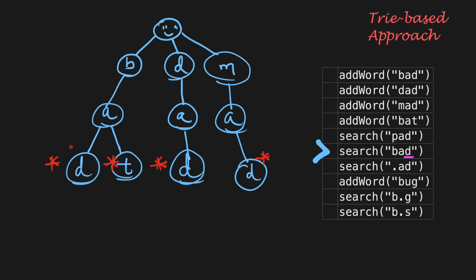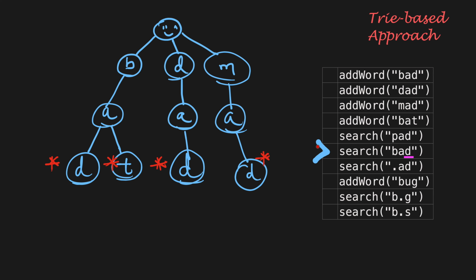And this was the last character in the search word. So here comes the crucial check: is the isEndOfWord flag set on the D node? And the answer is yes. That means we found a complete word in this path. So we must return true.